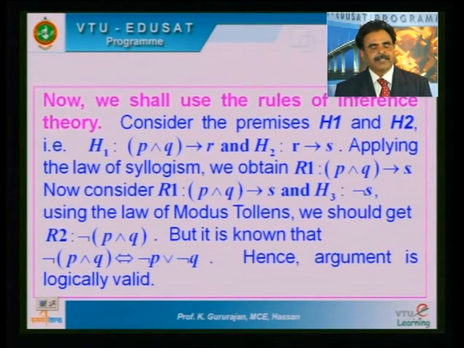Inference theory. Otherwise, you know the difficulties involved in following the truth table method, because you have to construct a truth table of 16 rows. It is practically not possible. Of course, it is a very tedious procedure. So remember to use the laws or rules when required. Understood how we arrived at the validity of this argument?